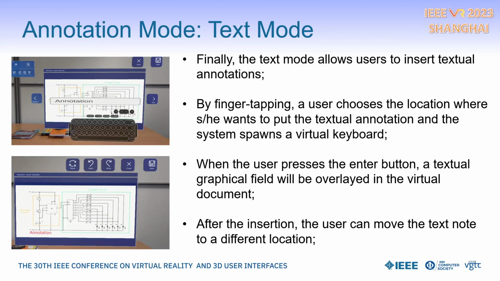The text mode is the last one, and provides a simple but useful method to take some textual notes on the document. In practice, by finger tapping, the user can choose the location where he wants to put the textual annotation, and the system will spawn a virtual keyboard. And of course, the user can write whatever text he wants. Once the enter button is pressed, a textual graphical field will be overlaid on the virtual document. After the insertion, the user can move the text note to a different location.